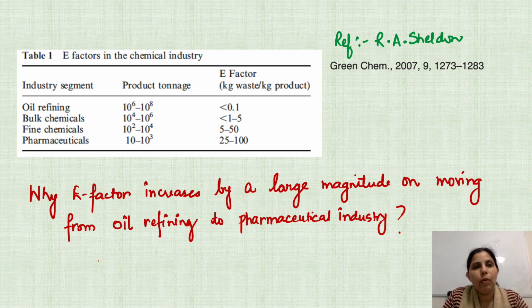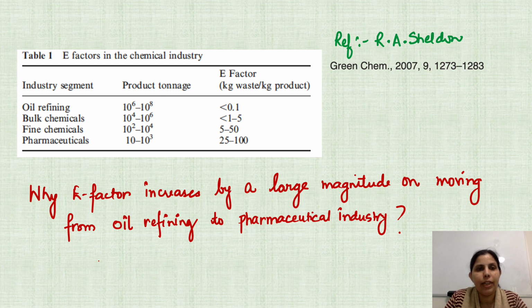So this is a table which was published in 1992, and I have taken the snapshot from this particular reference of Green Chemistry Journal 2007, but this particular table was published in 1992, and it gives you the E factors for different industries like oil refining, fine chemicals, pharmaceuticals, etc. And we can see that as we move from oil refining to bulk chemicals to fine chemicals and then to pharmaceuticals, E factors keeps on increasing.